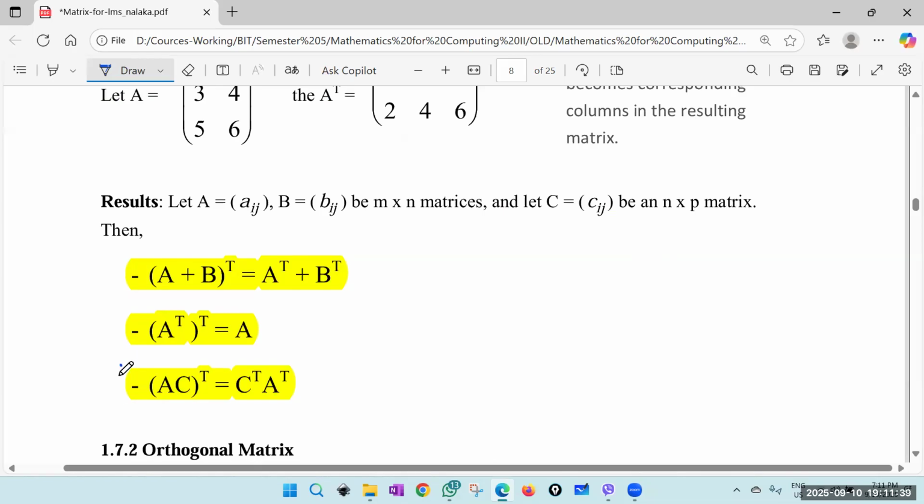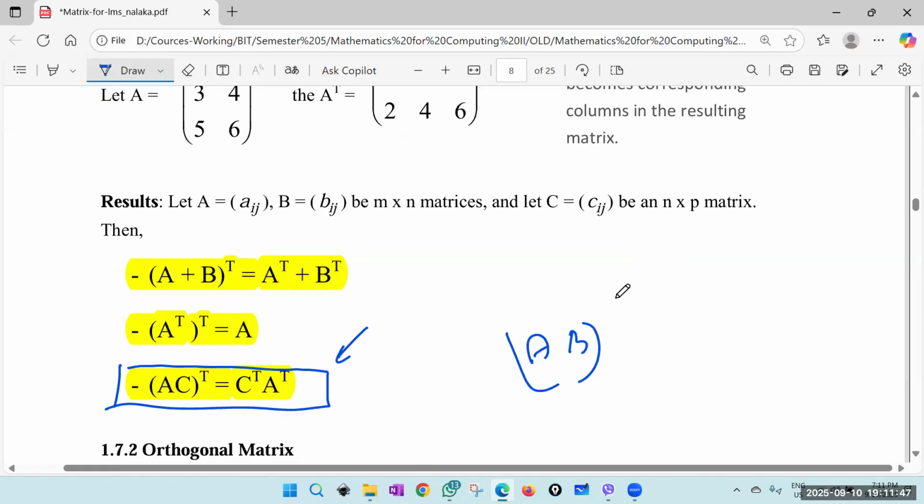And this is an interesting property which is not very straightforward. When we have AB transpose, which is the same as B transpose A transpose. Of course, that is if A and B are multiplicable. Right? So remember, this is not A transpose B transpose, it is B transpose A transpose.